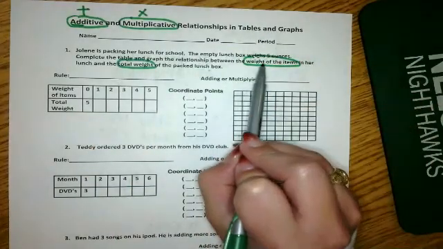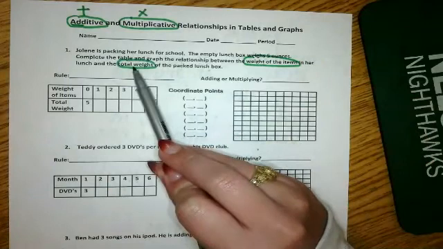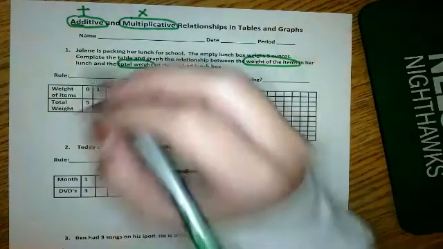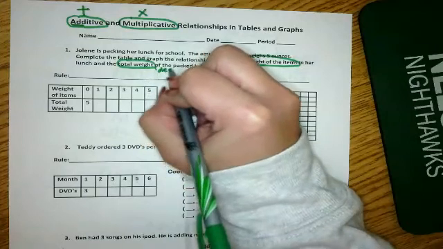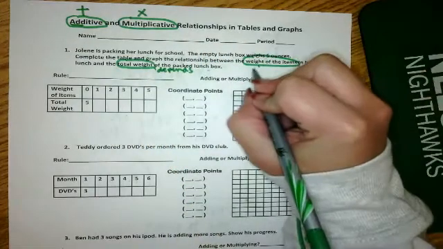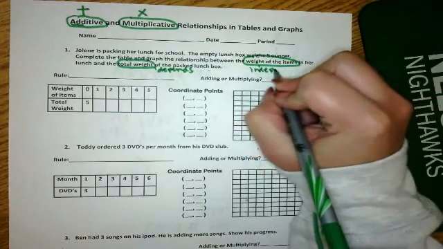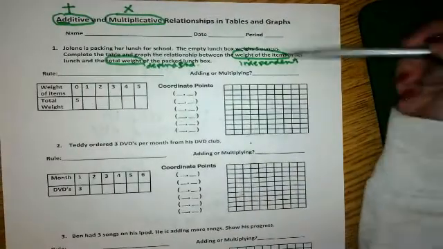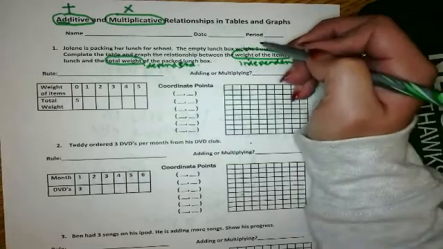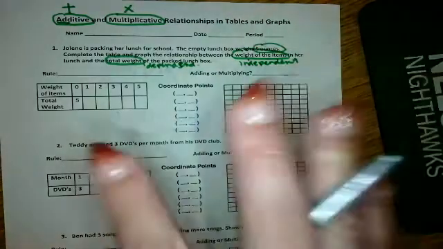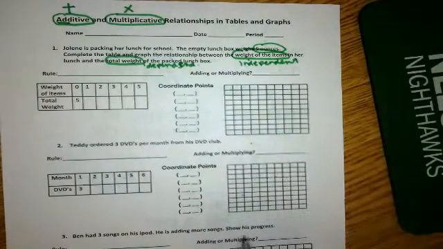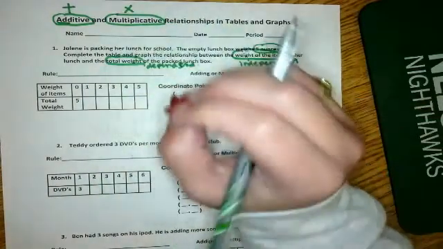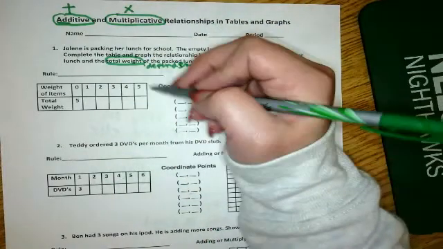So I'm asking myself, does the weight of the items depend on the total weight, or does the total weight depend on the weight of the items? And I know that my total weight depends on the weight of my items. So that means, I should have put dependent, that's okay, and then independent. The empty lunchbox weighs 5 ounces, so I'm starting with 5. That's why I have 0 here, 0 items, or the weight is 0. There's nothing in it, but my total weight is 5.